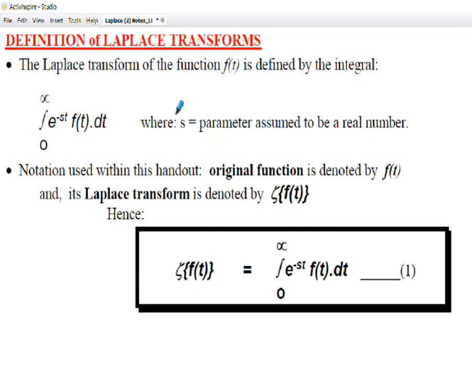Okay, just to recap on the definition of the Laplace transform, which we've seen before. It's the Laplace of the function of t is equal to the integral of e to the minus st times our function of t with respect to t between the limits of 0 and infinity, and we call this equation 1.